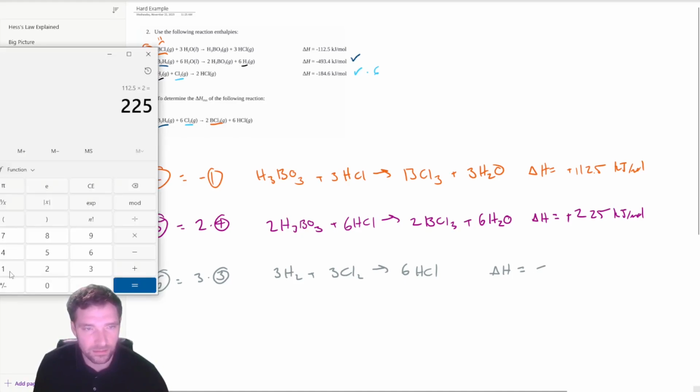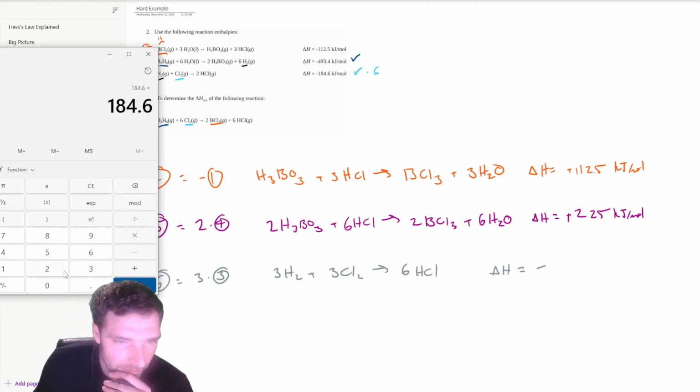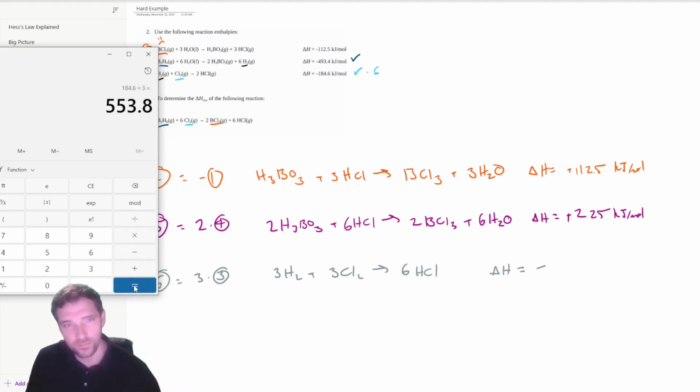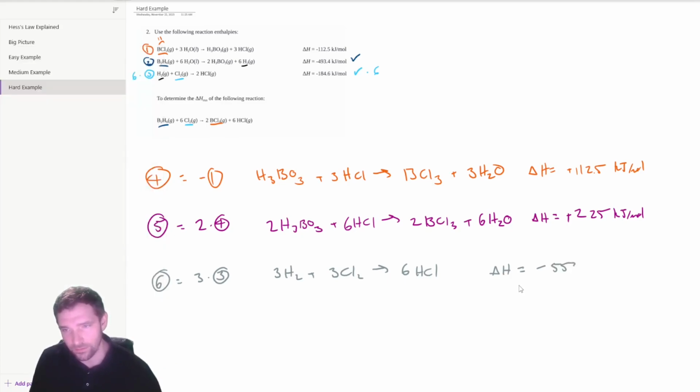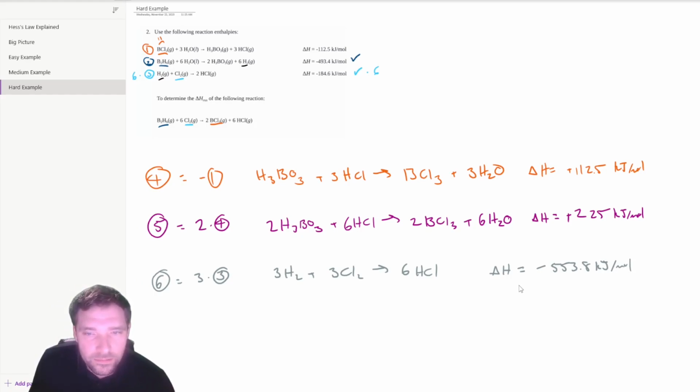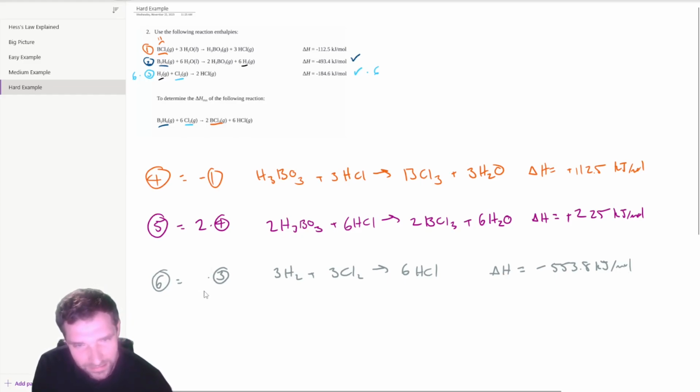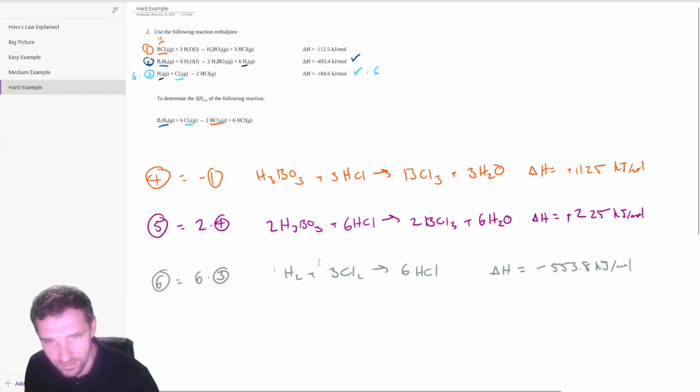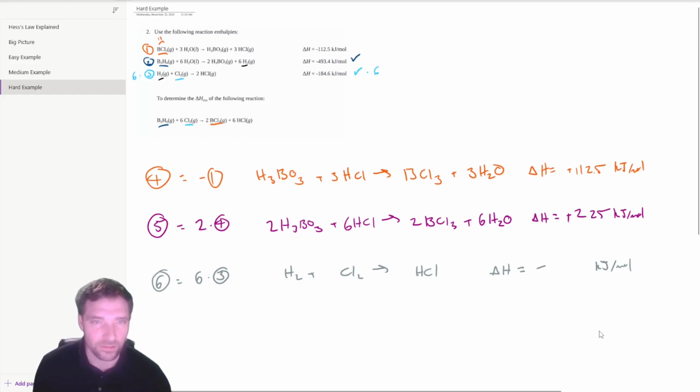I see that 184.6. We're going to times that by 3. So we've got negative 553.8 kilojoules per mole for that, and that seems pretty reasonable to me. Oh, actually, sorry. No, we need to multiply this by not 3, but by 6. There's a couple mistakes in here, actually. Like I said, these problems can be a little tricky, but we can check through it and double check our work, and that is always something that I would encourage students to do.